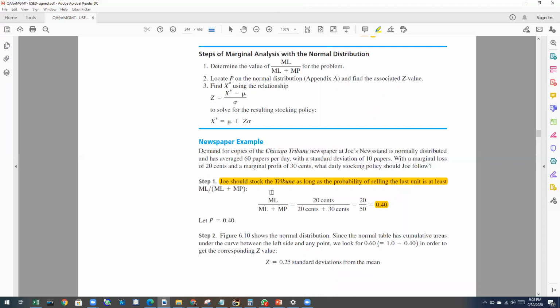So we will do this analysis, stocking analysis, for a single inventory model when it is normally distributed.